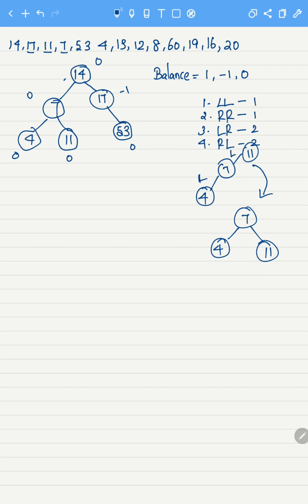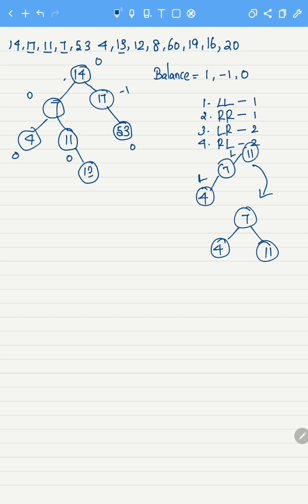Okay, so the last element that we inserted is, I think, 4. The next element we want to insert is 13. 13 is less than 14 and greater than 7 and greater than 11. So it will be inserted to the right of 11.